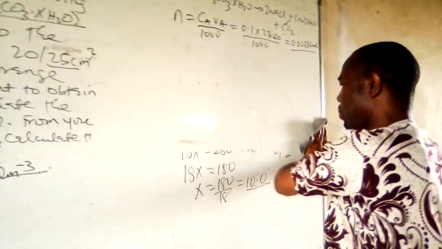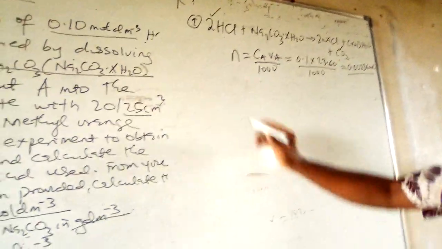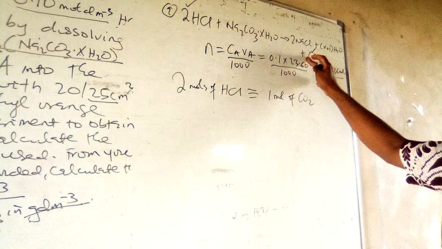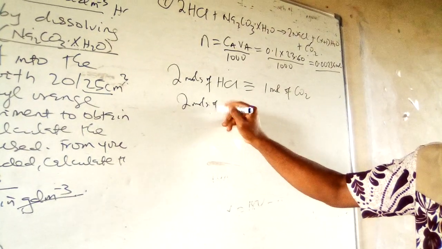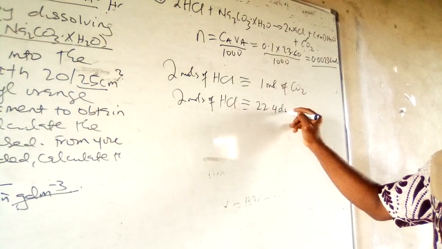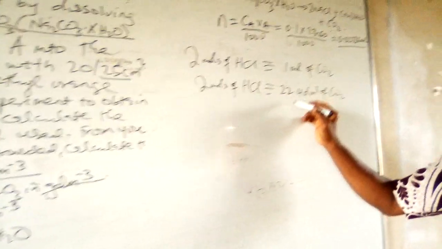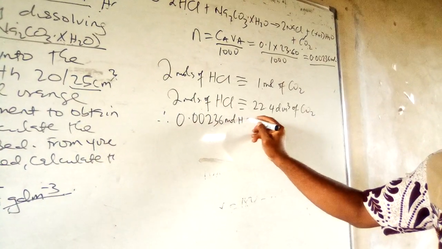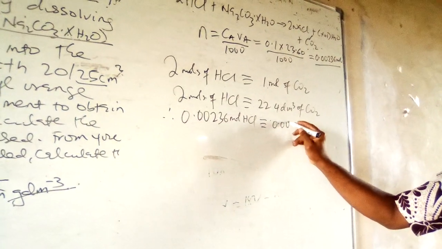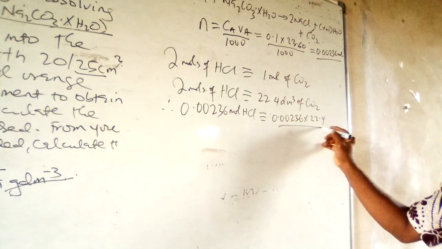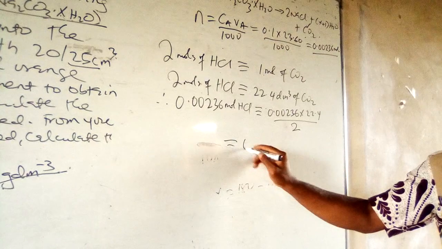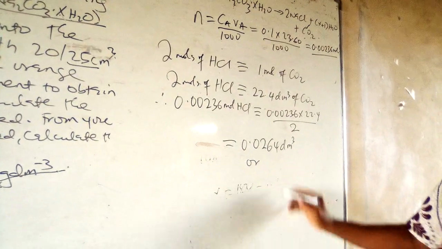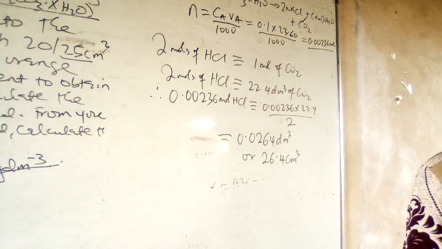Now the moles of that acid reacting. So we now connect from the balanced equation, we connect that acid to the CO2. And as the 2 moles of HCl gave us 1 mole of CO2. There's 1 mole and then 2 moles there. Then 2 moles of HCl gave us 22.4 dm cube of CO2. Remember that 1 mole of a gas is equivalent to this volume at STP. Therefore, 0.00236 mole of HCl will now give us 0.00236 times 22.4 divided by what? 2. What is the final answer, please? 0.0264 dm cube at STP. Or multiply by 1,000, we have 26.4 cm cube of CO2 at STP liberated.